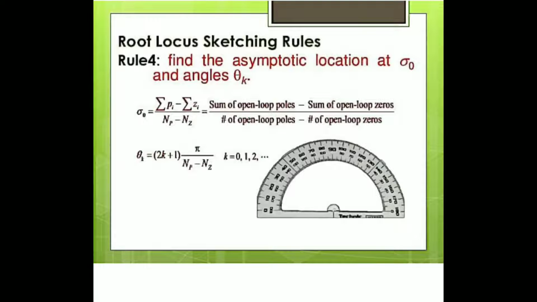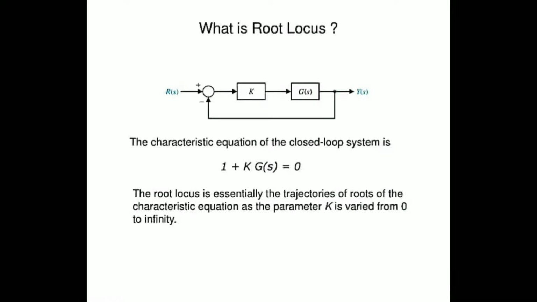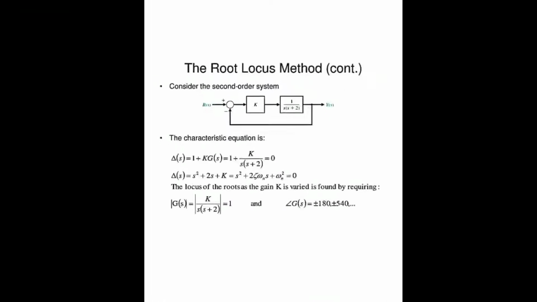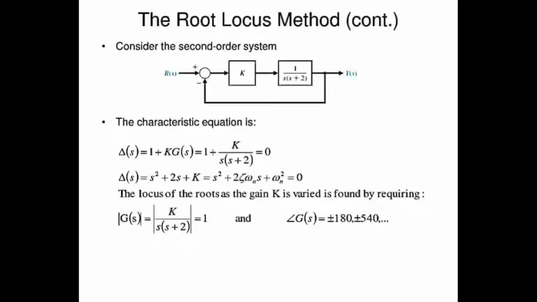If poles minus zeros is the value, that value is 2, so there are two values of k: 0 and 1. If we put these values, we'll get the two angles of asymptotes. So we know the root locus, its stability, depends upon the location of closed loop poles. So there are two conditions which should be satisfied for the root locus.